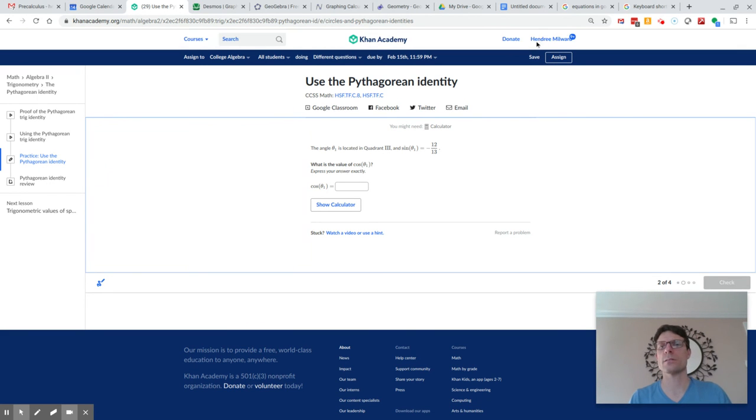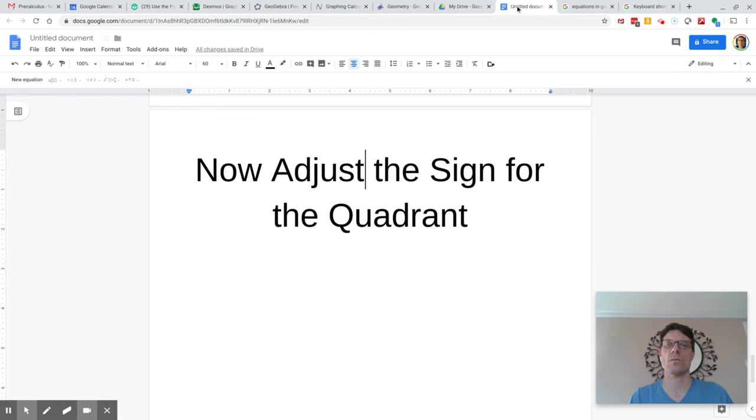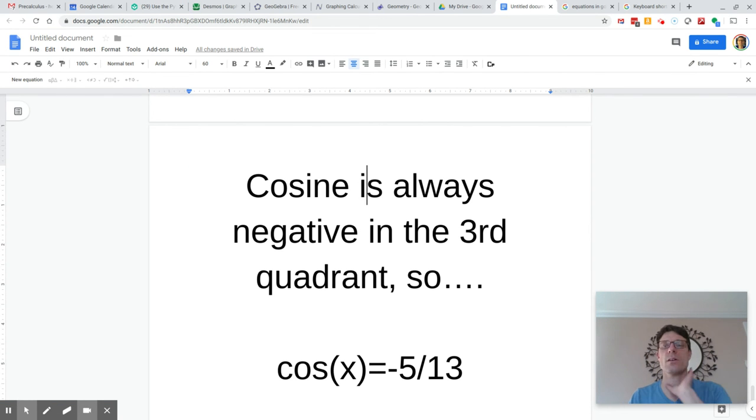And if you go around, cosine is always negative in the third quadrant, right? Because it's really because the x is always negative in the third quadrant. So cosine of x would be equal to negative 5 over 13. Don't assume that you're always going to turn the answer negative, right? It depends on the quadrant.